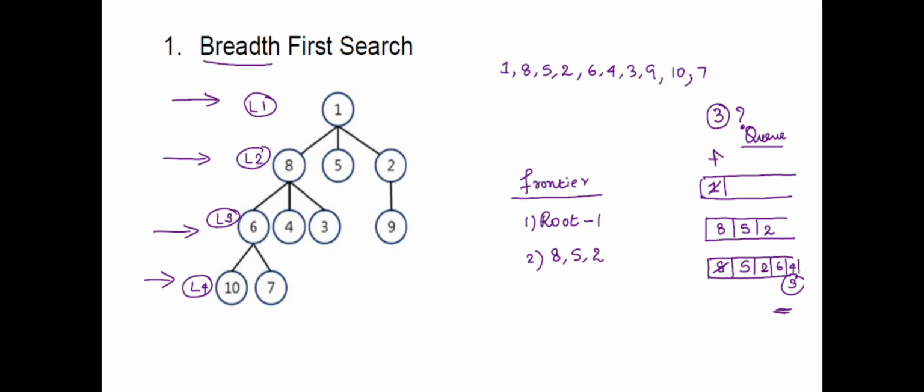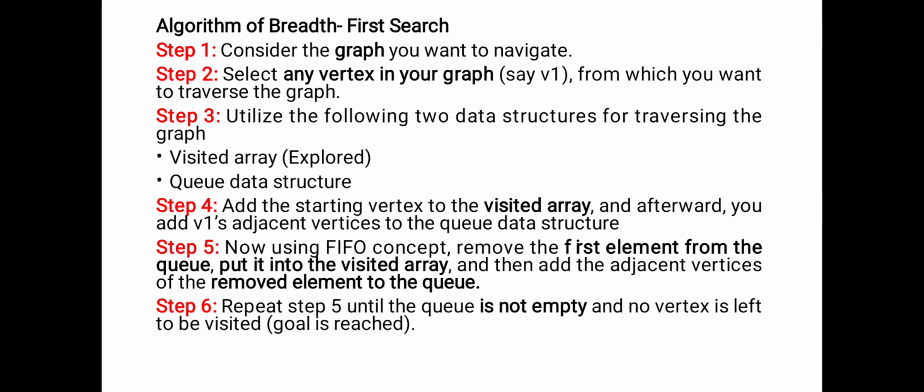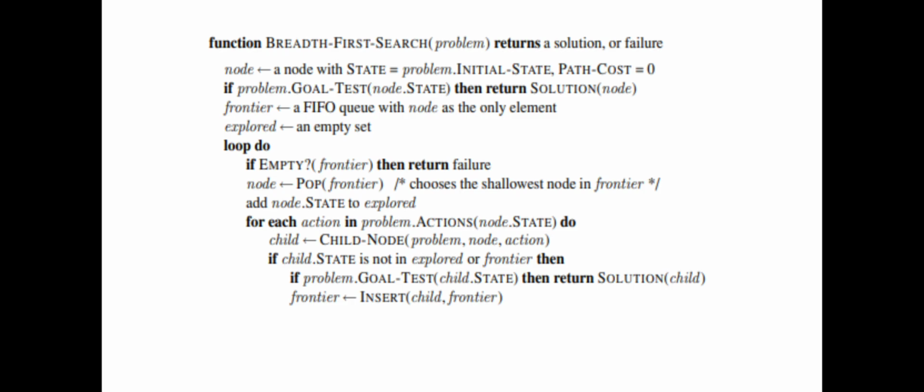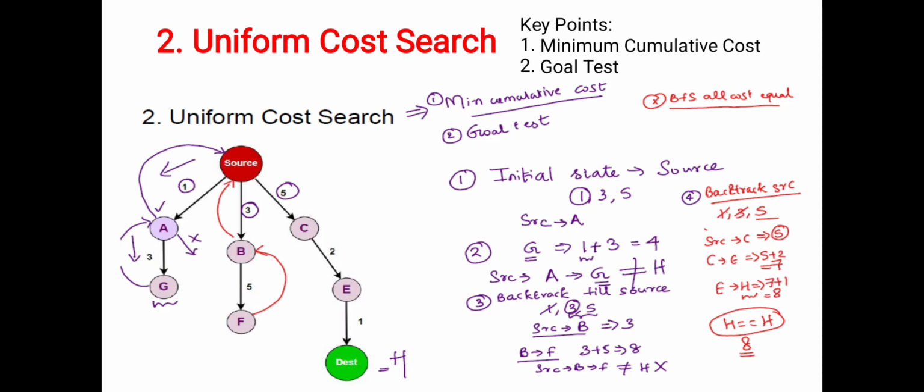It starts with the root node, which is in level 1, that is node number 1. Then after it examines that node, it travels to the next level where it has 3 nodes 8, 5 and 2. It travels from left to right, and then it goes to the next level. Once it explores all the nodes in level 2, it goes to level 3, and so on. The nodes searched by breadth first search are 1, 8, 5, 2, 6, 4, 3, 9, 10 and 7. This is the pseudocode for the breadth first search algorithm.